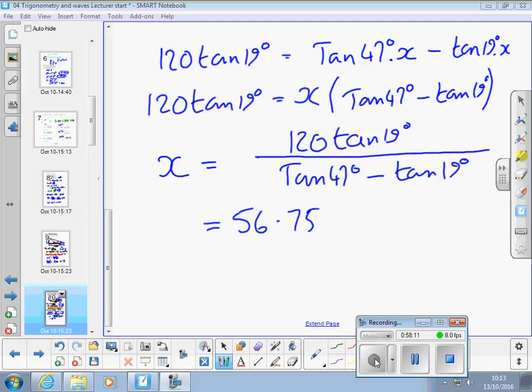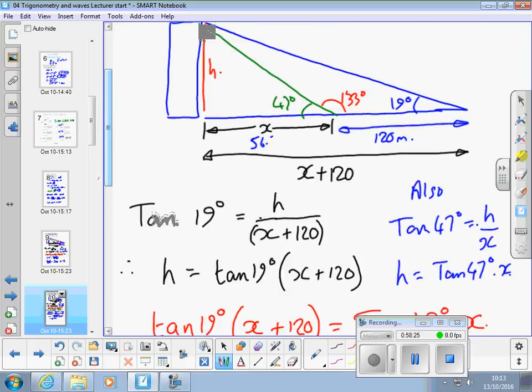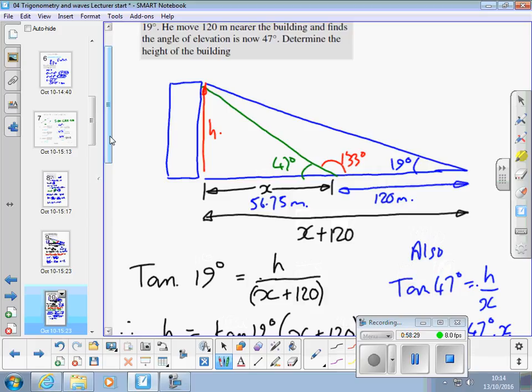75 units meters. Okay, so that distance x is 56.75 meters. Put that on our diagram. 56.75 meters. Now, how can we find h?